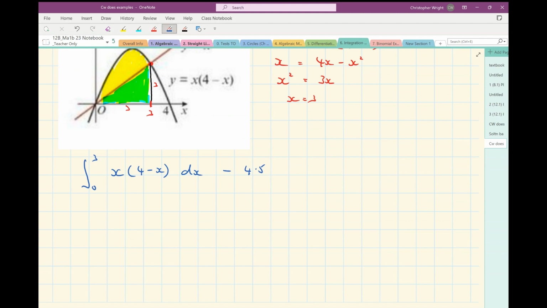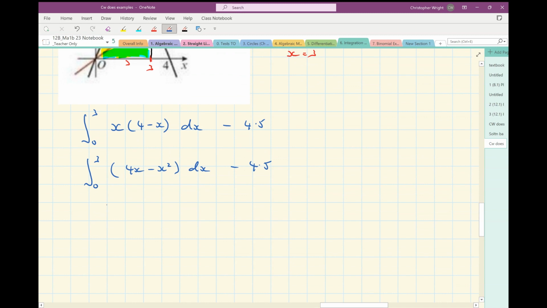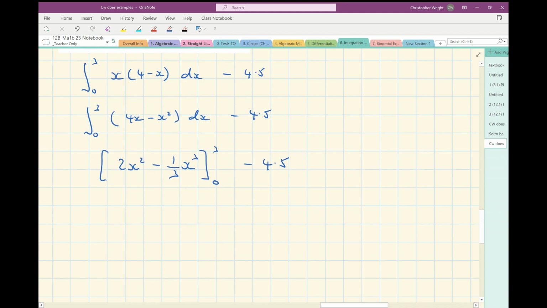So let's get on with it. Right, so 0 to 3, multiply out that bracket, gives me 4x minus x squared minus 4.5. Okay, I'm in a position to integrate now. 4x, the new power is 2, so 4 divided by 2, that's going to be 2x squared minus 1/3 x cubed. I'm evaluating that between 0 and 3, and from that I'm going to subtract 4.5.